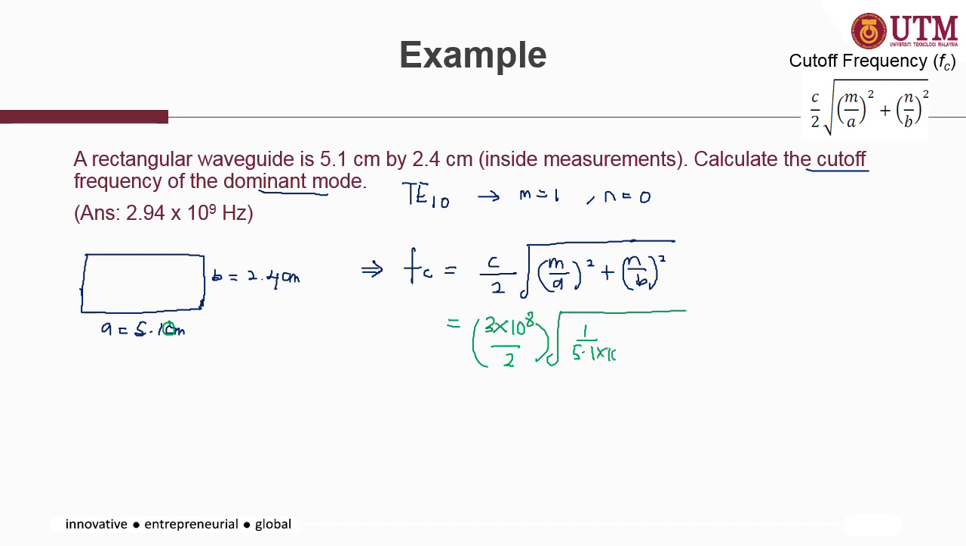So times 10 to the power of minus 2 and plus n equal to 0. Since it is 0, you can just ignore this one. So your fc, you should get 2.94 gigahertz. Okay, please make sure you complete the calculation and check properly.